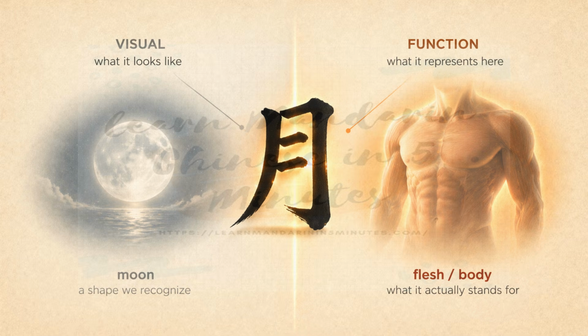So the real lesson is this. It's not that 月 always means moon. It's that the same shape can play different roles. And once you understand that, Chinese characters stop feeling like drawings and start feeling like something built with purpose.